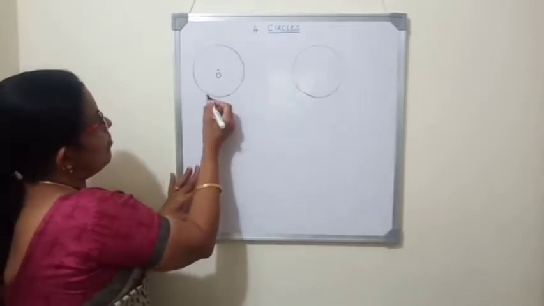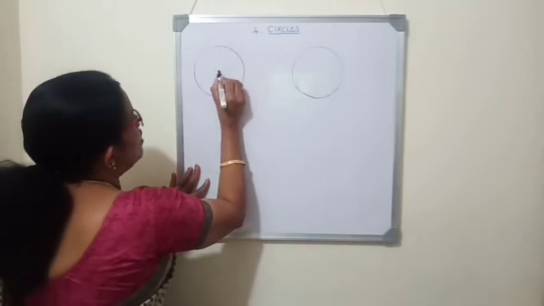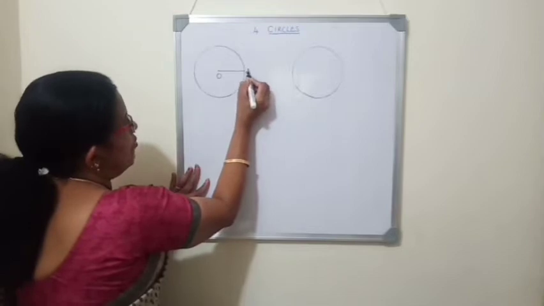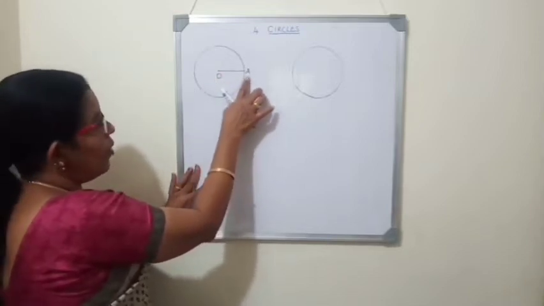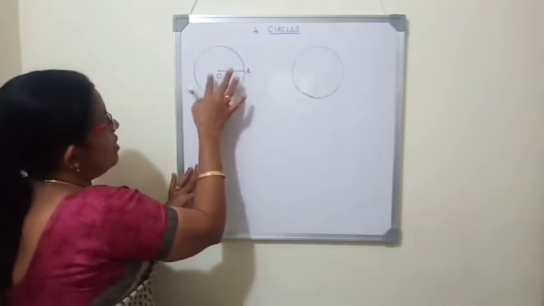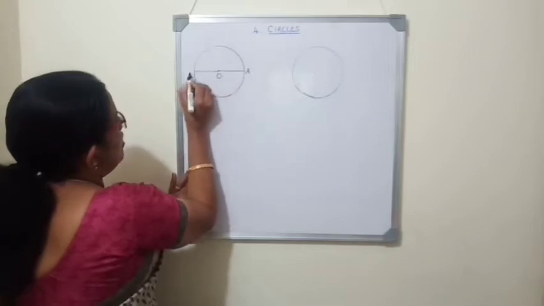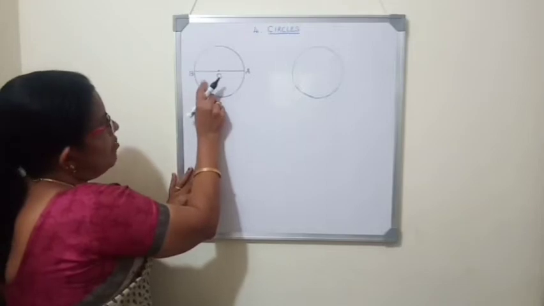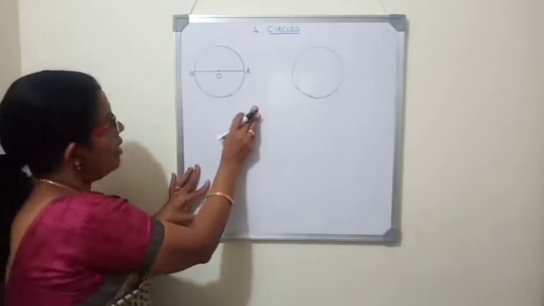Next is the radius of the circle. The radius of a circle is the line joining from the center to any point on the circumference. So the line segment joining the center to any point on the circumference of a circle is called the radius. If you extend the radius to the opposite side, that will become the diameter. So BA is the diameter. And the diameter will be double the radius, or the radius is half of the diameter.